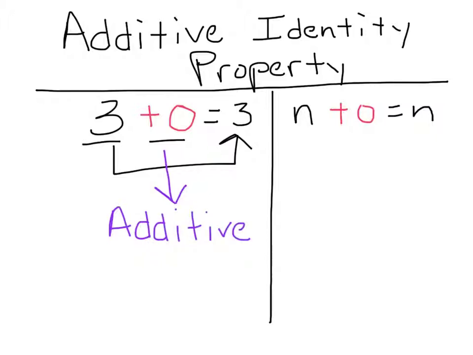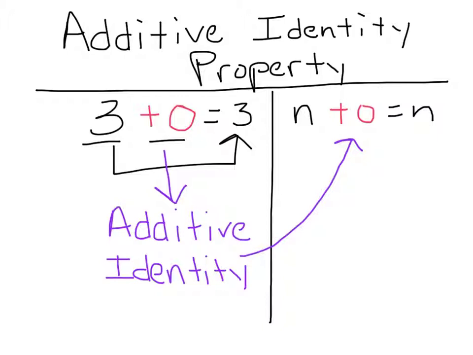In addition problems, 0 is always the additive identity, because when I add 0 to something, I always get what I started with. So notice 0 in both of these problems is the additive identity, because if I take the first number, add 0 to it, I'm going to get that first number I started with.